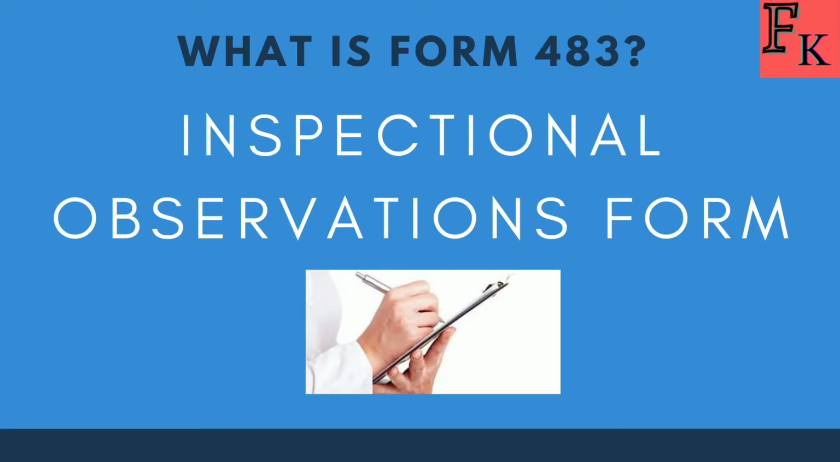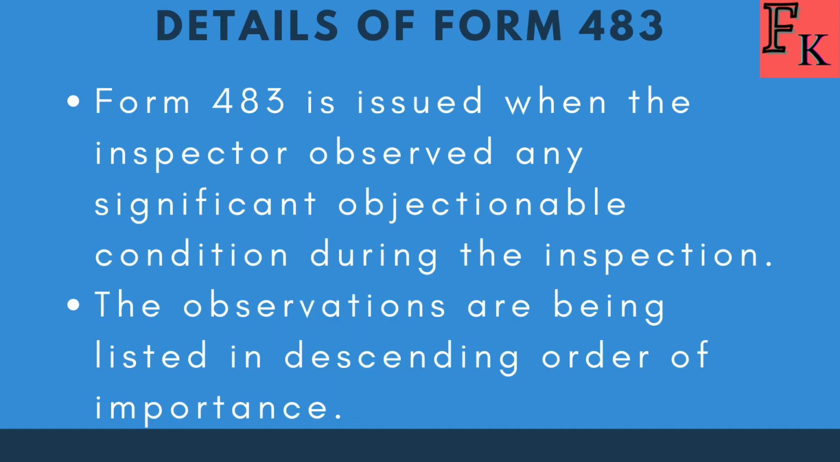What is Form 483? Inspectional observation form. During inspection, the observations found by the inspector are mentioned in one form. That form is nothing but the 483. The observations are listed in descending order of importance.